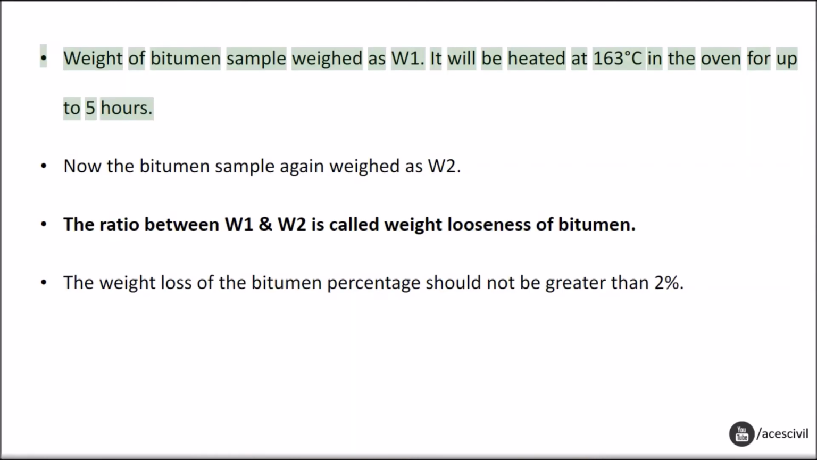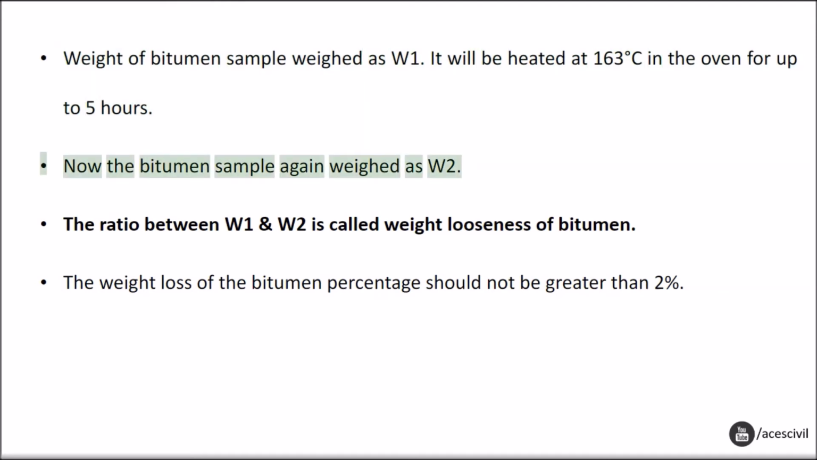The weight of the bitumen sample is W1. It is heated at 163 degrees C in the oven for up to 5 hours. Now the bitumen sample is weighed again as W2. The ratio between W1 and W2 is called the weight loss of bitumen. The weight loss percentage of the bitumen should not be greater than 2%.